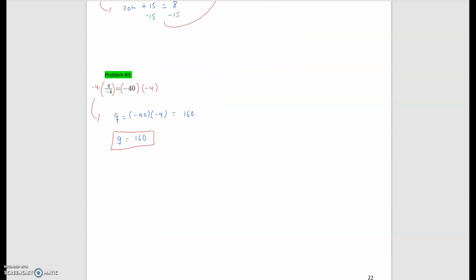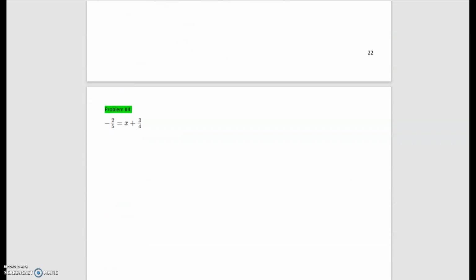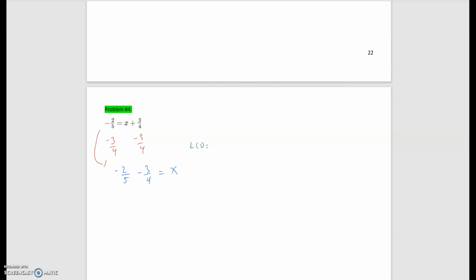Let's take a look at problem 4. Now in problem 4, I'm just going to subtract the 3/4. So subtract the 3/4, subtract the 3/4, and we're looking at -2/5 minus 3/4 is equal to x. Our LCD is equal to 20, so multiply times 4 and times 4, times 5 and times 5, and then let me rewrite it as -8 over 20 minus 15 over 20 is equal to x.